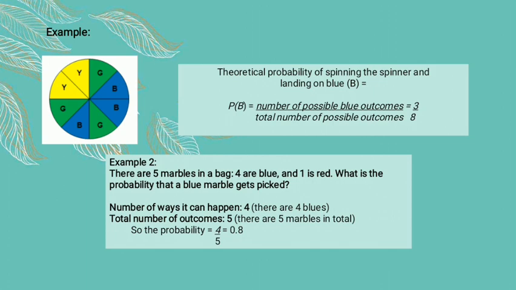Example 2. There are 5 marbles in a bag. 4 are blue and 1 is red. What is the probability that a blue marble gets picked? The number of ways it can happen is 4, because there are 4 blue marbles. The total number of outcomes is 5, because there are 5 marbles in total. So, the probability equals 4 over 5 equals 0.8.